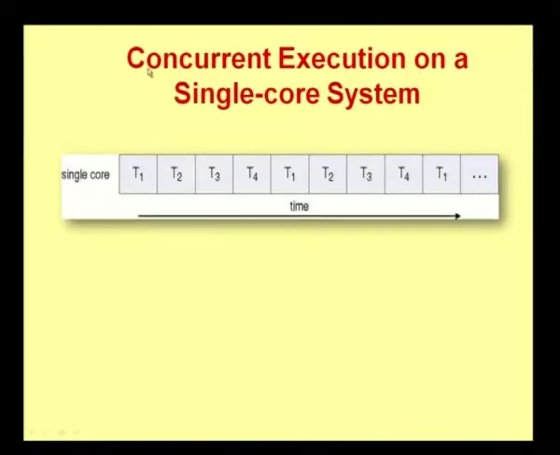Here it is: concurrent execution on a single core system. I gave you an example of a single person doing an entire project; the time taken for him to complete the project will be more. Similarly, if it is a single core, consider these to be the threads T1, T2, T3, T4. So thread 1, thread 2, thread 3, thread 4. After completing this, he has to take the next set of instructions, thread 1, thread 2, thread 3, thread 4. Similarly, he has to continue. So it takes more time for a single core.